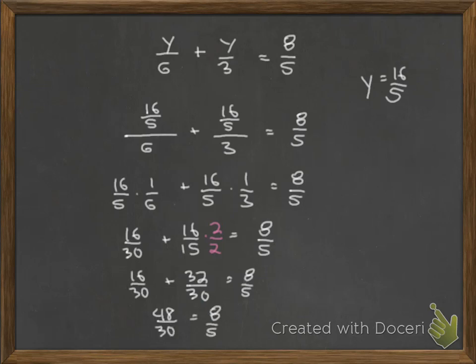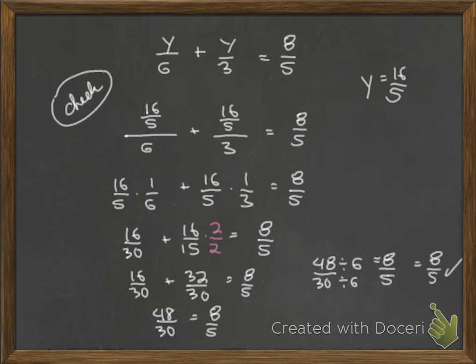So what goes into both 48 and 30? Well, 6 goes into both. So 48 divided by 6 is 8, and 30 divided by 6 is 5. So lo and behold, you get 8/5 is equal to 8/5, and it checks out. Again, to fully understand this, you might need to watch some videos that review how to work with compound fractions.